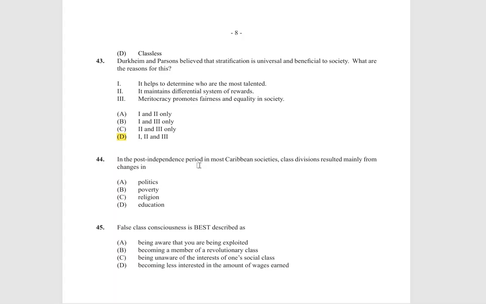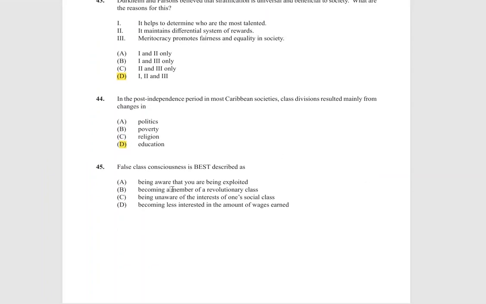Now, in the post-independence period, in most Caribbean societies, class divisions resulted mainly from changes in politics, poverty, religion, or education. It's education. And false class consciousness is best described as A. Being aware that you are being exploited, B. Becoming a member of a revolutionary society, C. Being unaware of the interests of one social class, or D. Becoming less interested in the amount of wages earned. And the answer is C.